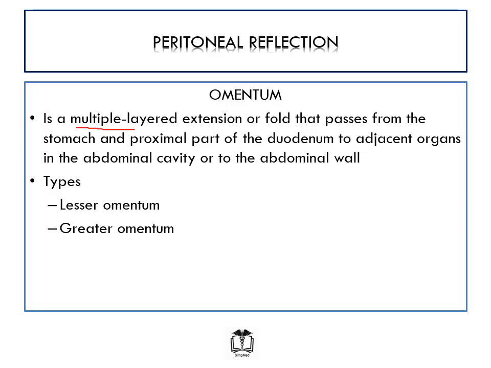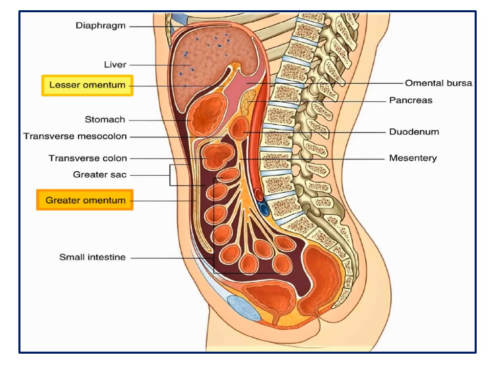We have what we call the lesser omentum and the greater omentum. The point is that the omentum, besides being multi-layered, connects the duodenum and stomach to other organs or connects them to the posterior abdominal wall. We'll talk about each of the different omentums we have and the particular organs that they are interconnected with. And this is a picture showing us the different types of omentum we have. We have the lesser omentum and the greater omentum as shown.